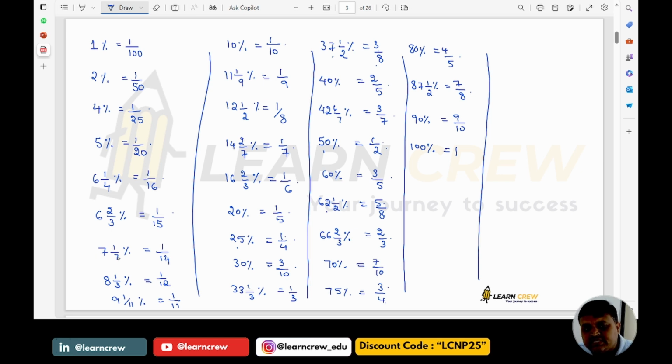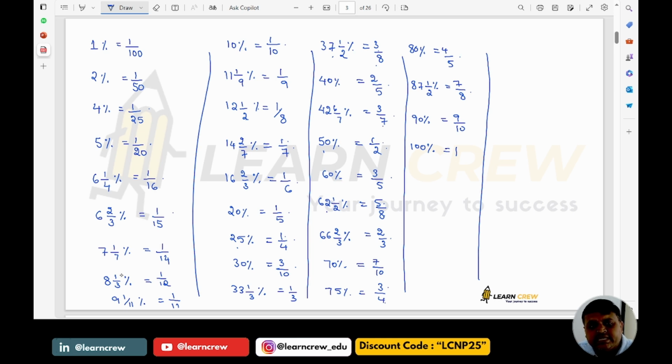Now 6 2 by 3 percentage is 1 by 15. 7 1 by 7 percentage is 1 by 14. 7 1 by 7's double is 14 2 by 7. 1 by 14's double is 2 by 14, which is 1 by 7. So 14 2 by 7 percentage is 1 by 7. Its double is 28 4 by 7 percentage, which is 2 by 7. Its triple is 42 6 by 7 percentage, which is 3 by 7. And like that, 4 times, 5 times, 7 times would be 100. 14 2 by 7, 7 times is 100, which is 7 by 7, equal to 1.